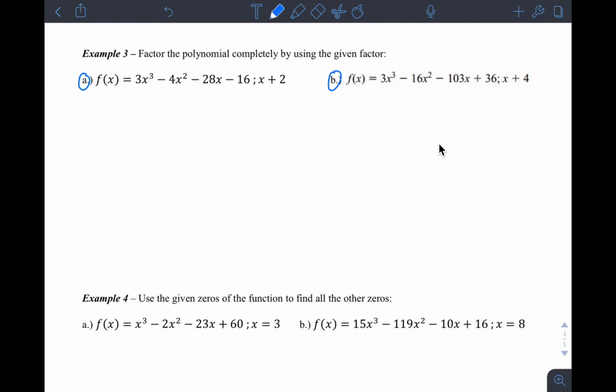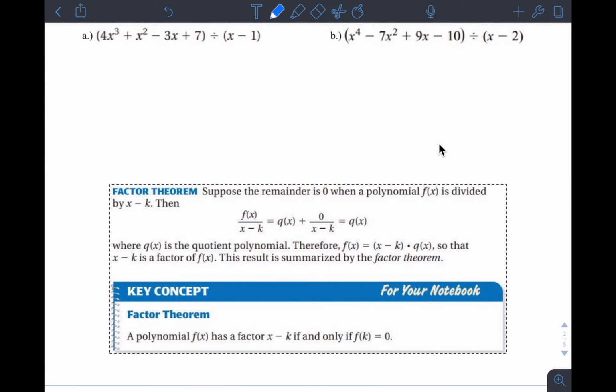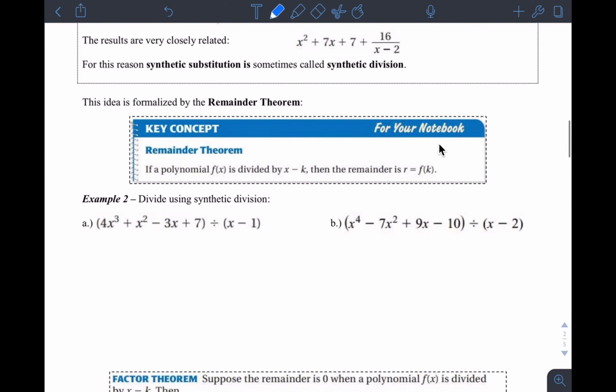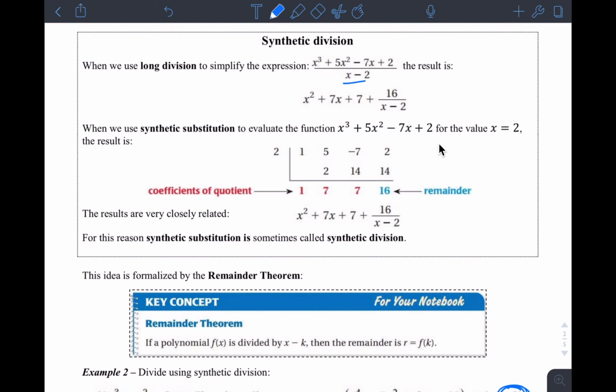Let's do 3b, and it says factor the polynomial completely by using the given factor. So here's a given factor. What I showed you in class is you take the factor and you set it equal to 0 and solve for x, so you get -4. Okay? Because synthetic division requires you to divide by the number that I get after solving this for x. Okay? So if the factor is x minus 2, I do synthetic division with x equals 2.